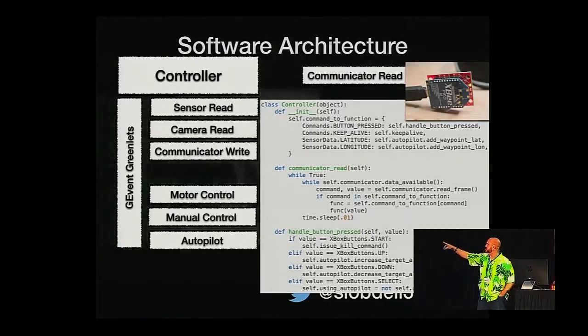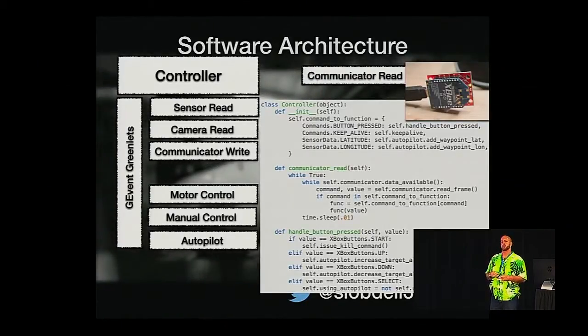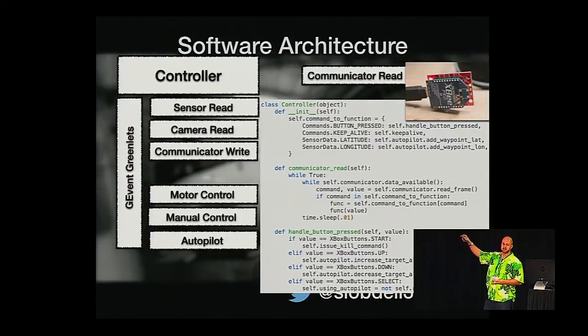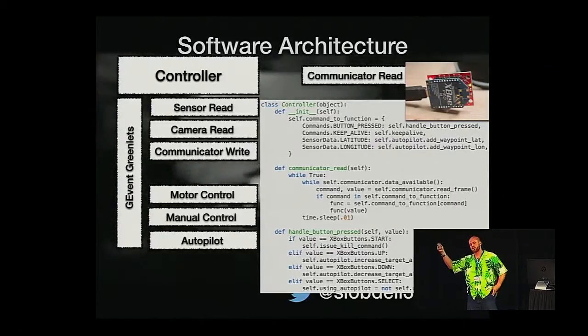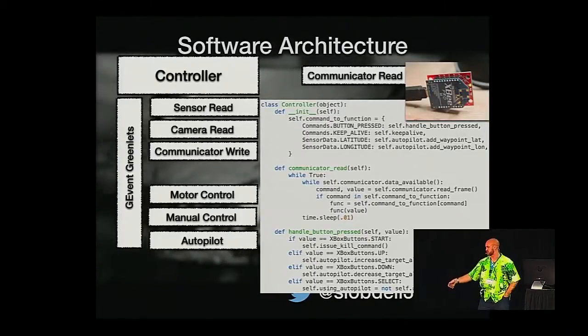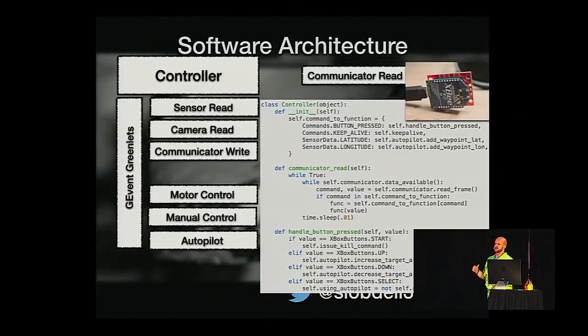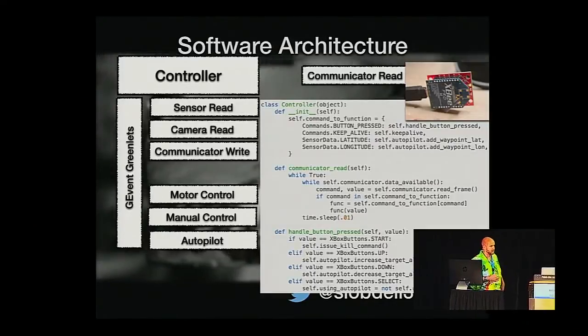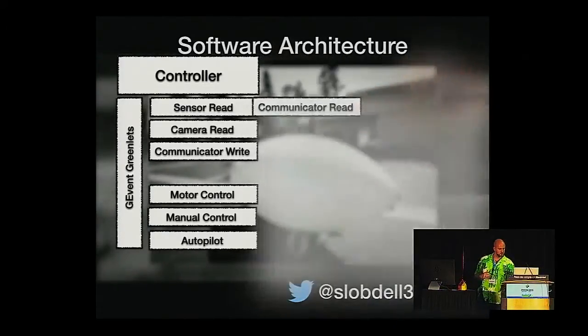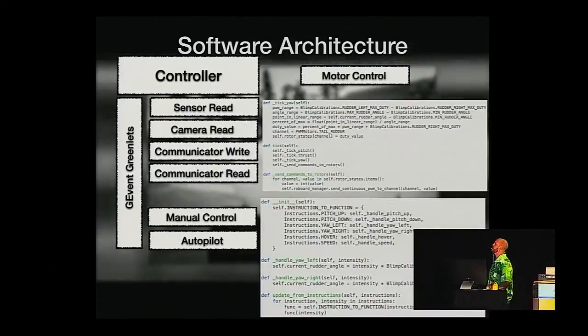So this is just one example. In this case, this is the control that I use from the Xbox. So if I press a button, it's going to say, hey, there's a button pressed. The value is going to be the button that was pressed, and then it's going to take the appropriate action. So down there at the bottom, you can see start issued the kill command, up would increase the target altitude, and so forth.